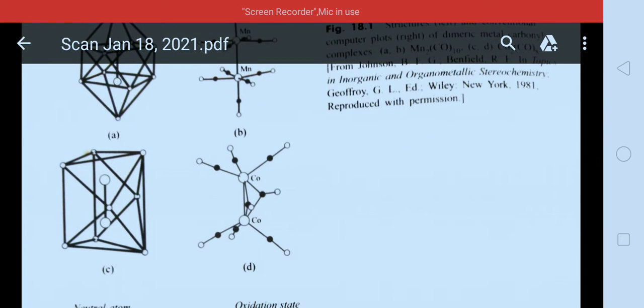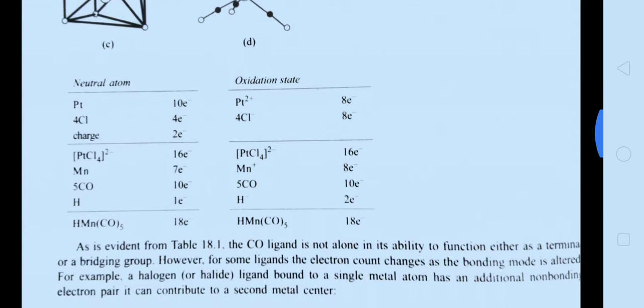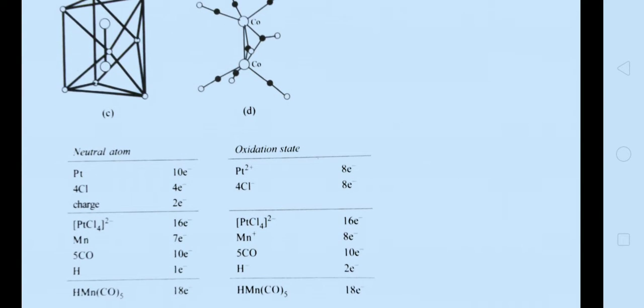Electron counting in complexes. In the previous session we have already studied electron counting in complexes. Two types of methods were discussed: the oxidation state method and the neutral atom method. Let us discuss these methods with the example of tetrachloroplatinate.